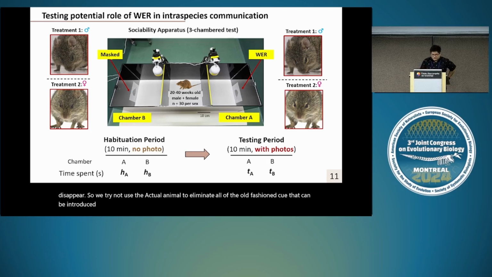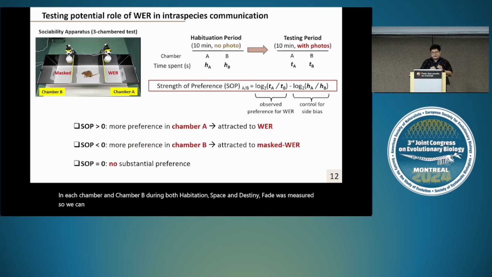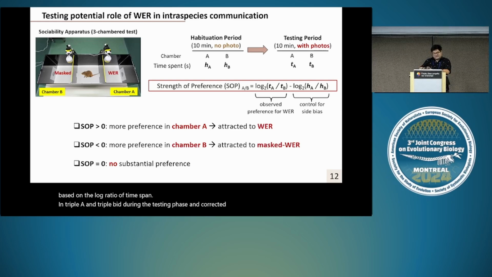So the time spent in chamber A and chamber B, during both the habituation phase and testing phase, was measured. We calculate an index called the strength of preference, or the SOP, for the white eye ring to evaluate whether the Nile rats are attracted to the white eye rings or not. The index was calculated based on the log ratio of time spent in chamber A and chamber B during the testing phase, and corrected by the side bias introduced in the habituation phase.